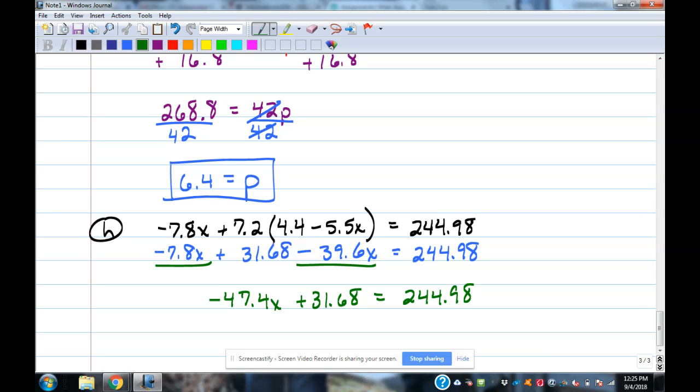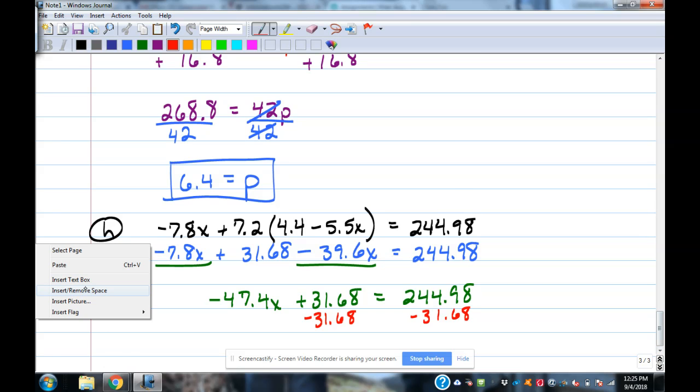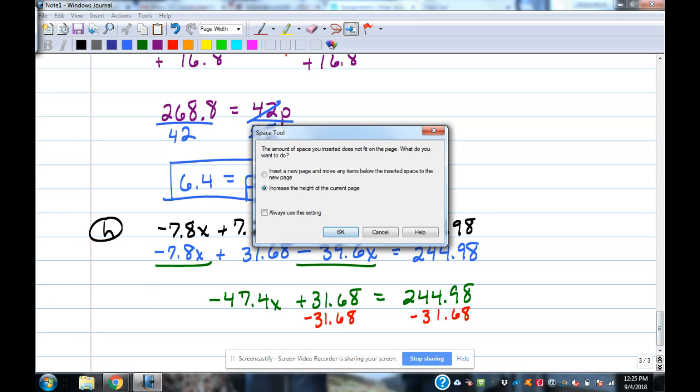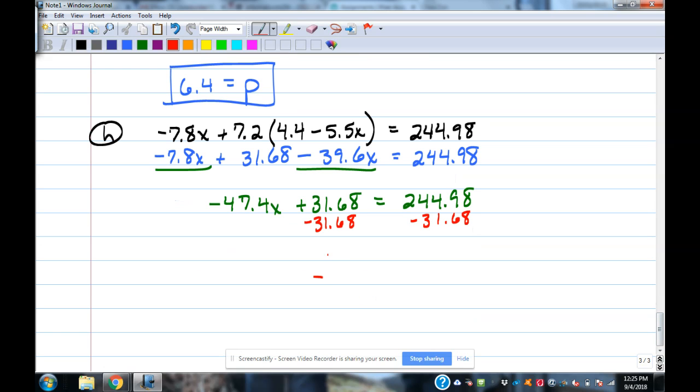I was next. Good job. Subtract it over there to that 244.98. Okay, so I got the negative 47.4x equals how much? 213.3. Let's fix that. And then the last step, huh?